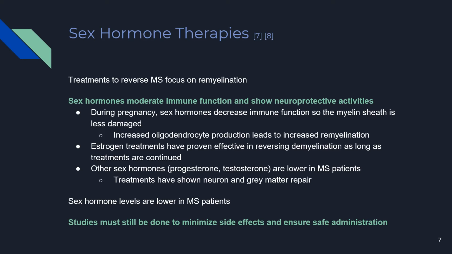Other sex hormones, including progesterone and testosterone, have also been shown to play roles in neuroinflammation and neuroprotection. Since levels of these hormones are lower in men and women with MS, they provide a possible insight into an underlying cause of MS and hold promise for a treatment in the future. Early-stage trials have shown neuron and gray matter repair when progesterone and testosterone are administered. Before these treatments can be widely used, though, problems with administration and side effects will have to be addressed.